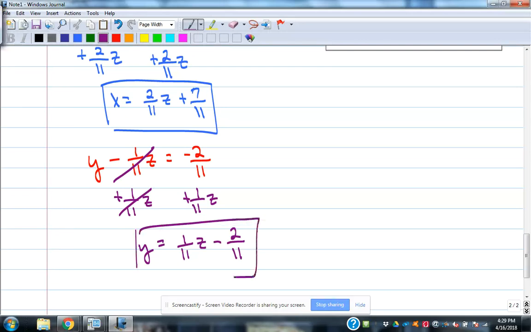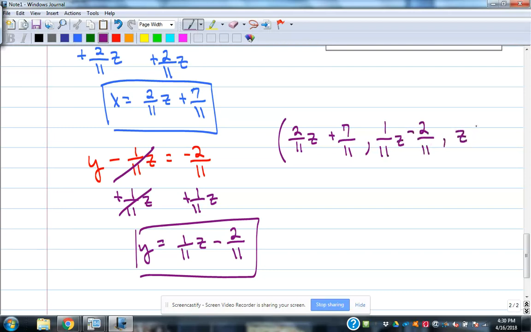Okay, so here we have y in terms of z. We have x in terms of z. Z is already in its own term. It's z. We're saying, okay, z is the variable. These are what the other solutions look like if we pick any arbitrary z. We pick 4 for z. We could plug it in and get the x and the y values. We pick negative 2 for z. We could get the x and y values that go with that. So your ordered triple looks like this. 2 over 11z plus 7 over 11. 1 over 11z minus 2 over 11. And then z.